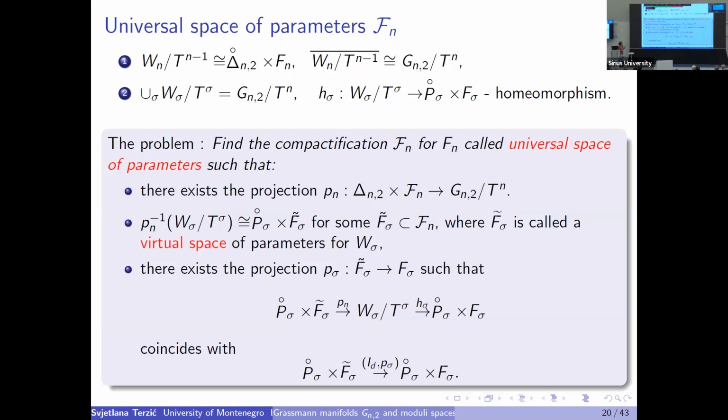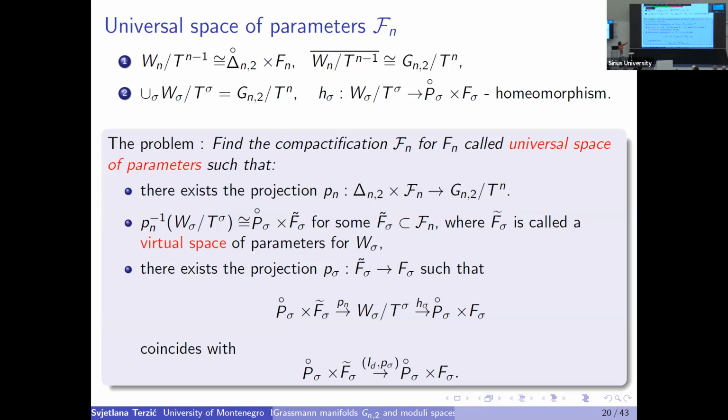And what was our problem? We wanted to find the model for this orbit space starting from this. And what was our goal? To find the compactification Fn for the space Fn. We call it the universal space of parameters such that there exists a projection from this product, because the orbit space of the Grassmann manifold is this product, delta n2 interior times Fn. And we want to find the model for our orbit space of a similar form.